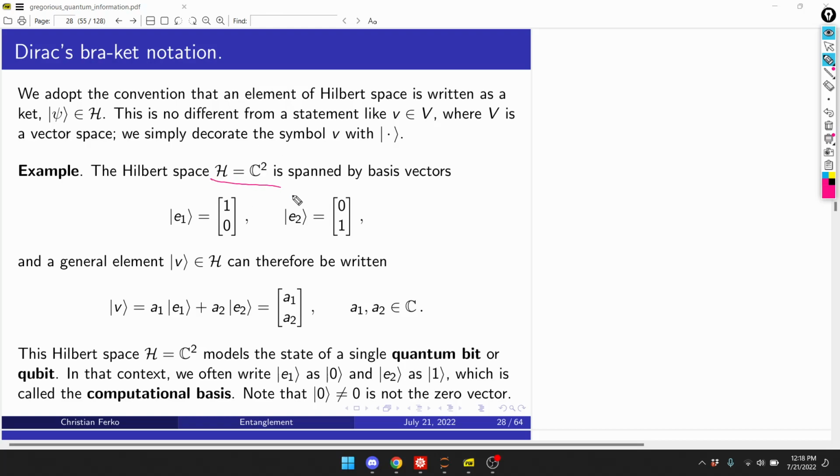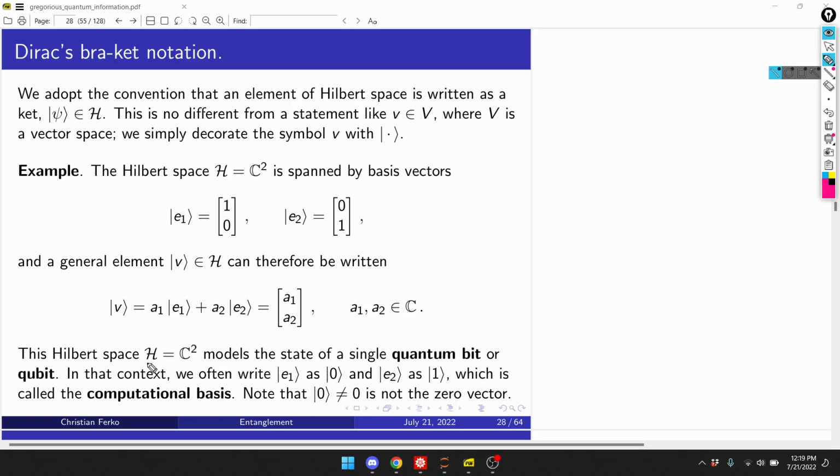The Hilbert space C2 has basis vectors E1 and E2, which I've just written as columns. So nothing scary. I would normally write this as E1 and E2 with no symbols decorating them, and now I've decorated them. So as usual, you know that a general element ket V in H can be written as a linear combination of basis vectors. So here is that statement with kets. So it's just a column vector. Right? Nothing scary, that's all a ket is.